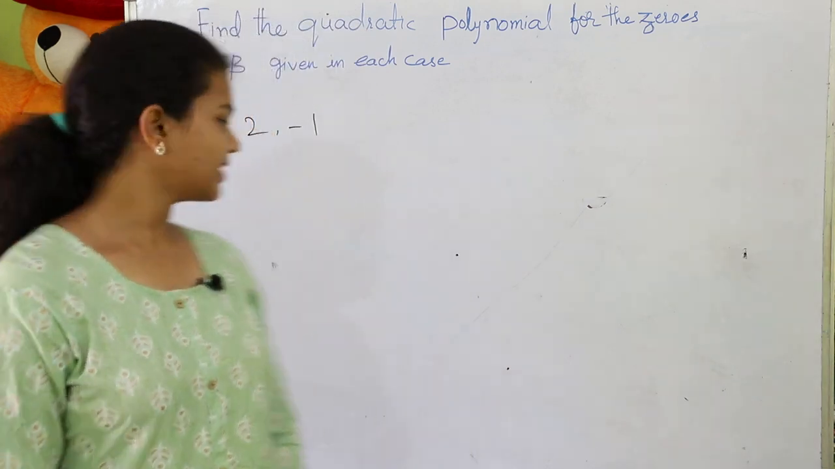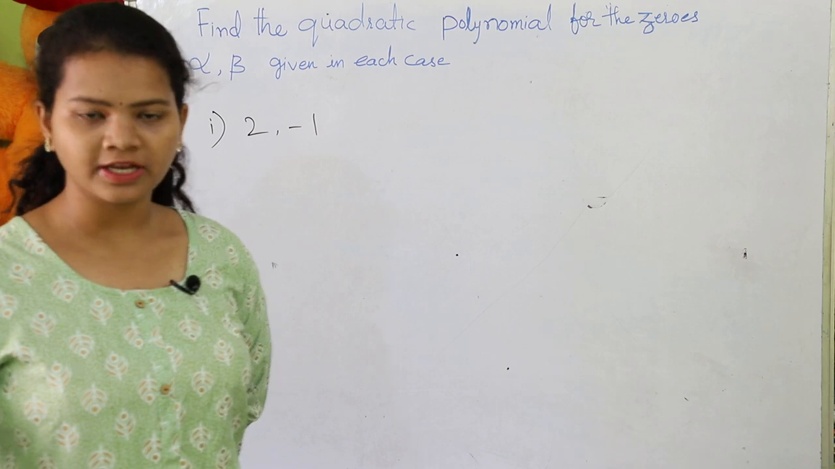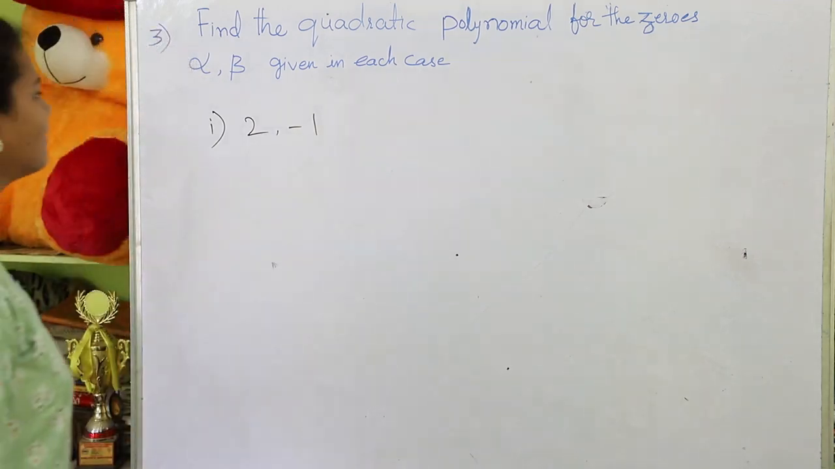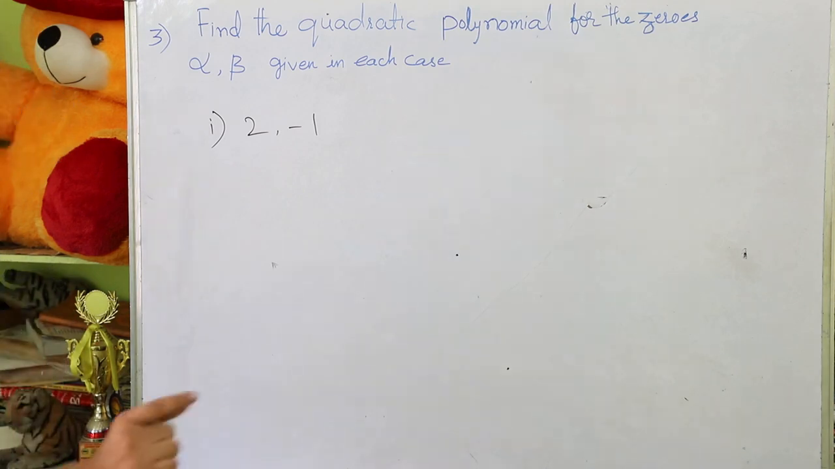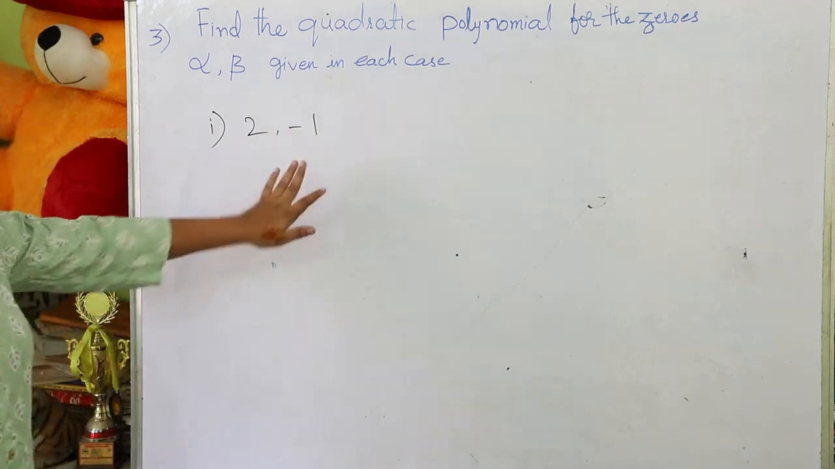Hey guys, let's start with the third one here in exercise 3.3. Find the quadratic polynomial for the zeros alpha comma beta given in each case. Here you have the first one. Actually, they have given the alpha and beta values. Let 2 be alpha and minus 1 be beta.